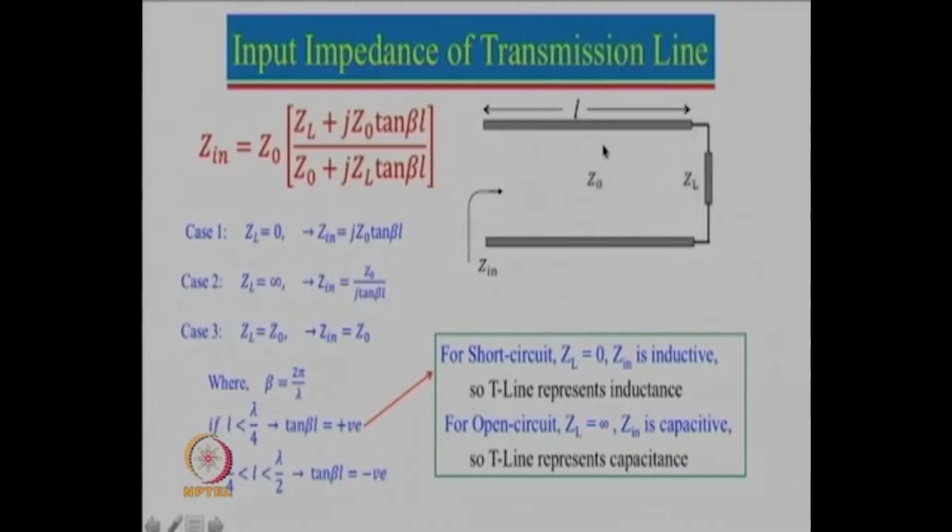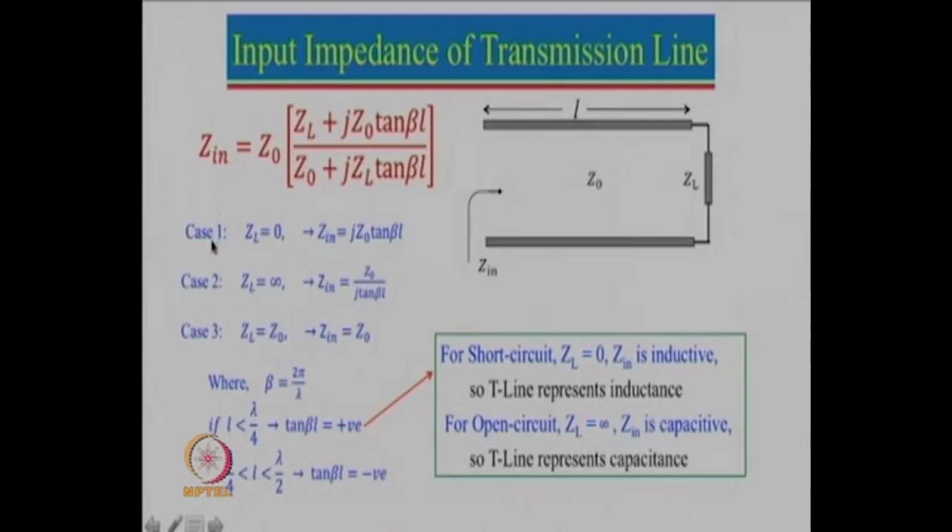For that we will take this as a transmission line. The transmission line has a characteristic impedance of Z0, length is L, and it is terminated in a load ZL. For this transmission line we know how to calculate input impedance. Input impedance is given by this particular expression here. I am sure most of you might have studied in an electromagnetic waves or electromagnetic field course that for a transmission line one can find the input impedance.